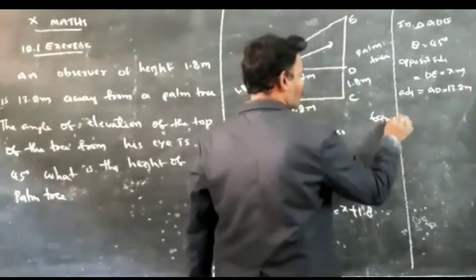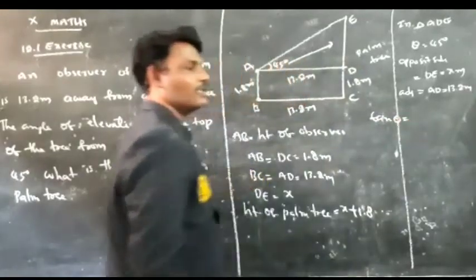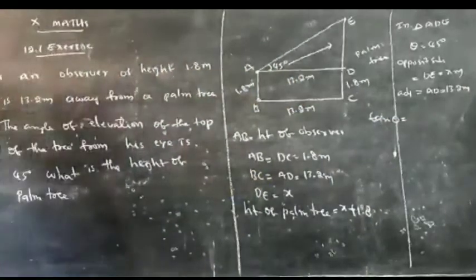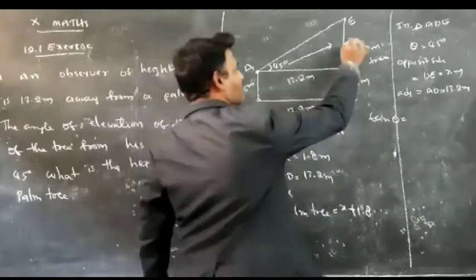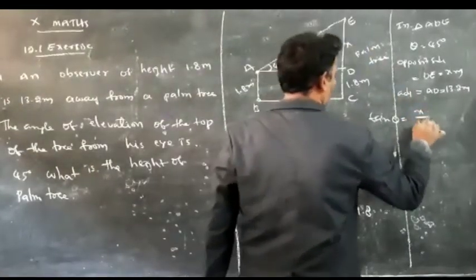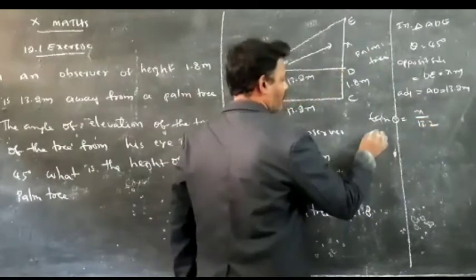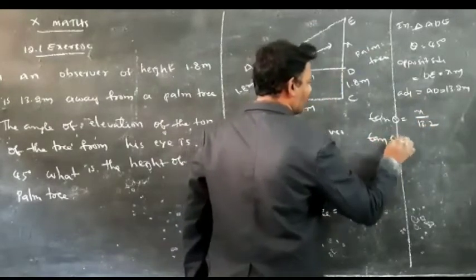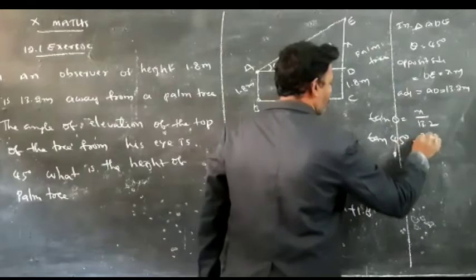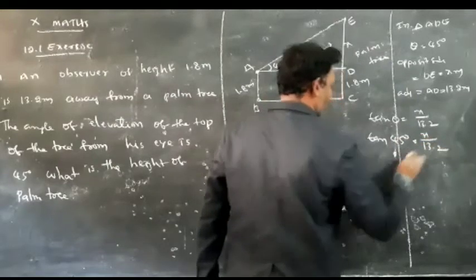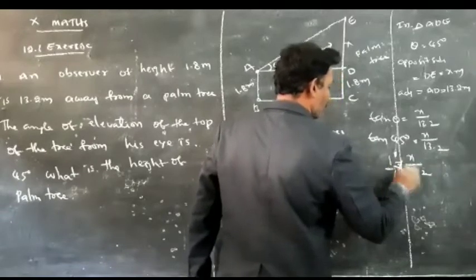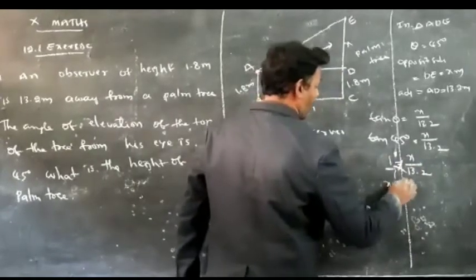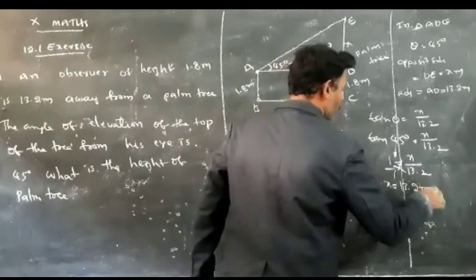Now I am going to use the formula of tan theta. What is the formula of the tan theta? Opposite side to theta by adjacent side. What is the opposite side here? X by 13.2. Tan of the angle of elevation, 45 degrees, is equal to X by 13.2. So 1 is equal to X by 13.2. So after the cross multiplication, X is equal to 13.2 meters.